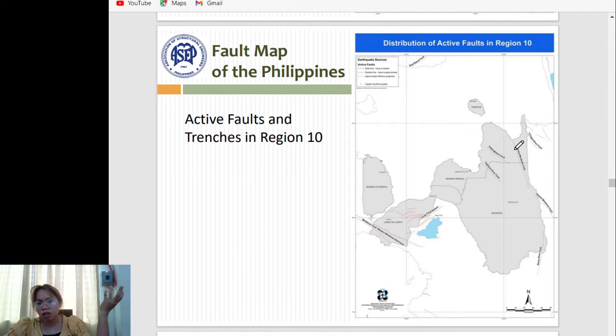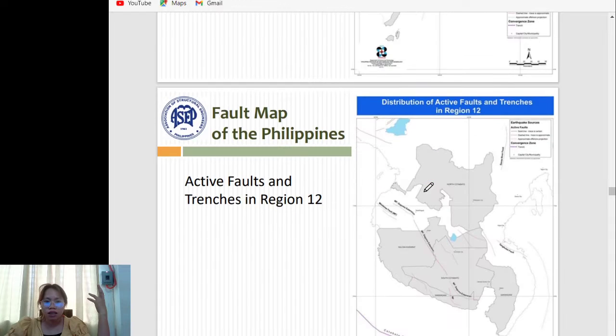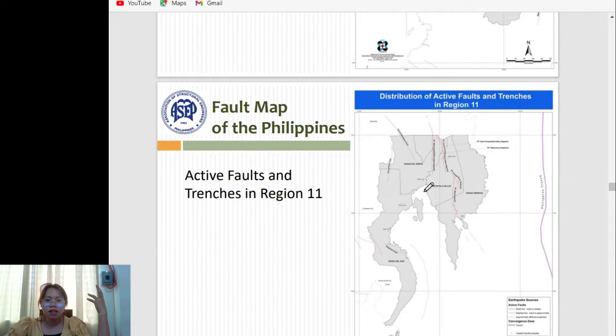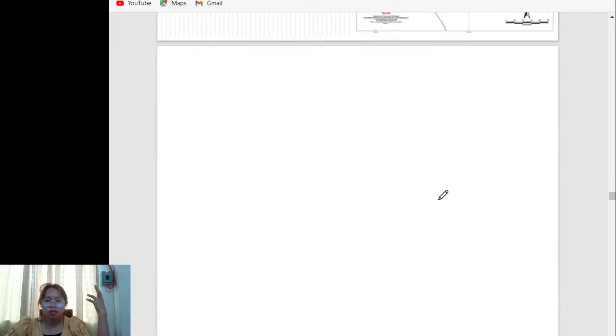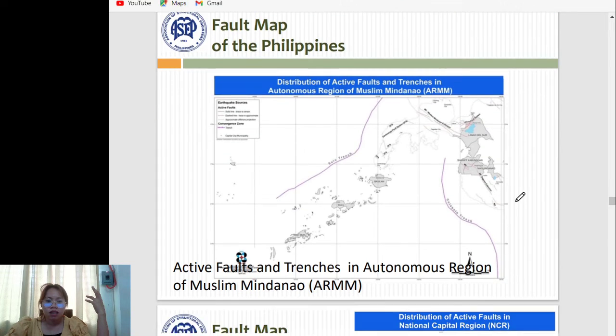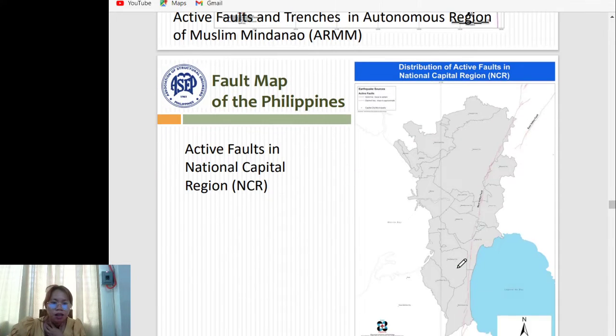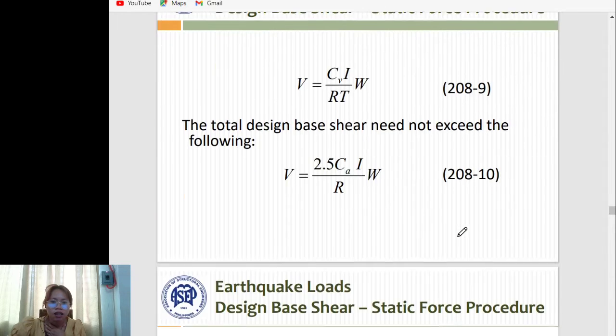makita ninyo dito no ang mga faults no. Makuan din niyo ma-zoom out. Sakto ba ko? Yes. Kung asa to dapit ang mga active faults and trenches in region 11, in region 12, and in region 13, and active faults trenches in ARMM, and active faults in NCR.